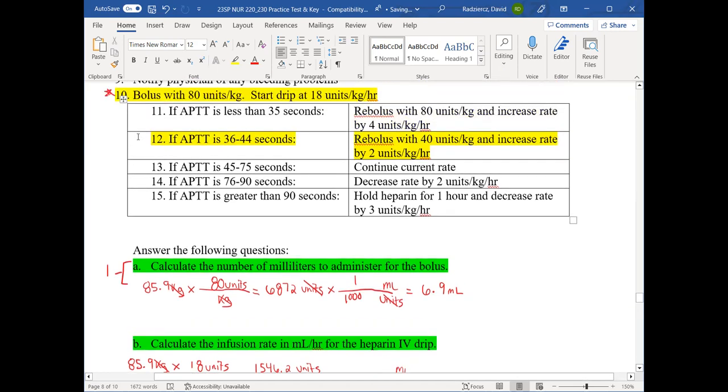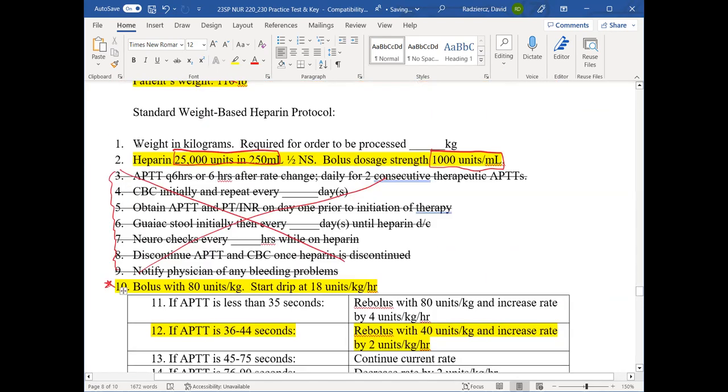Then I go and look at my available. I look in step 2 of the protocol, or just up here, or it will be stated for you. It tells you heparin 25,000 units and 250 milliliters half normal saline. The reason we use that information for the infusion rate is because that's the IV.